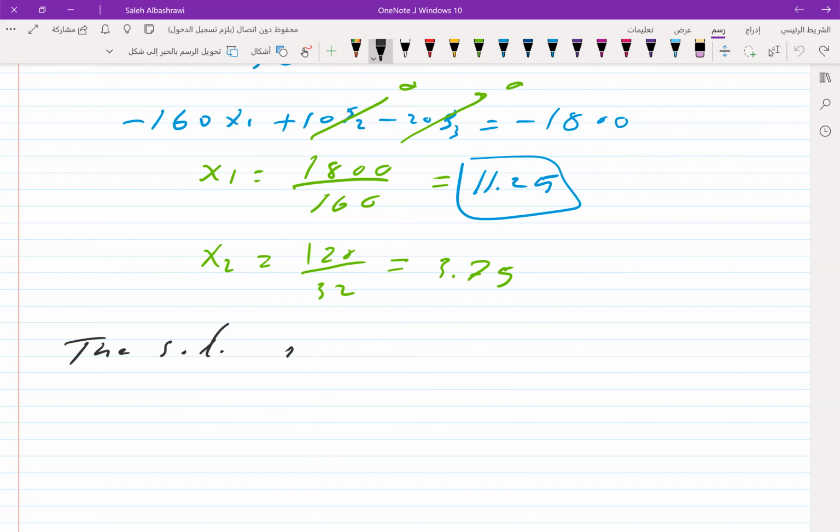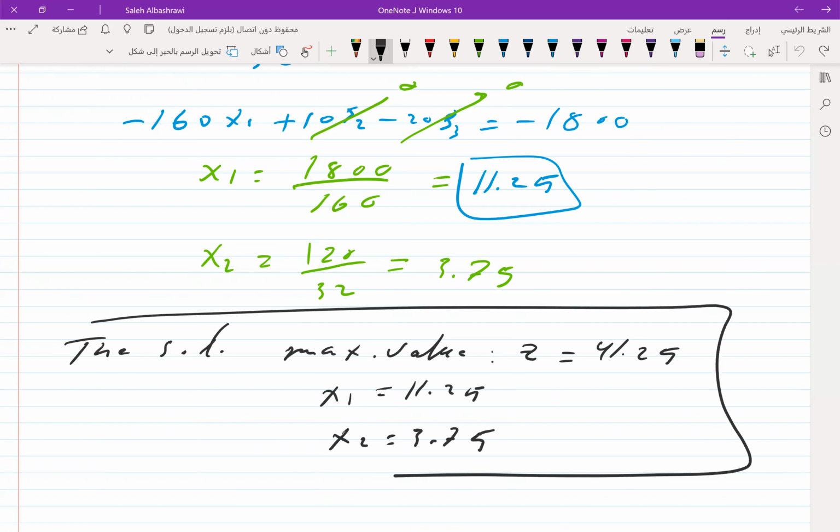So the optimal solution of the problem: the maximum value Z equals 41.25. And this is at the location where x1 equals 11.25 and x2 equals 3.75. So this is the solution for this optimization problem using the simplex method.